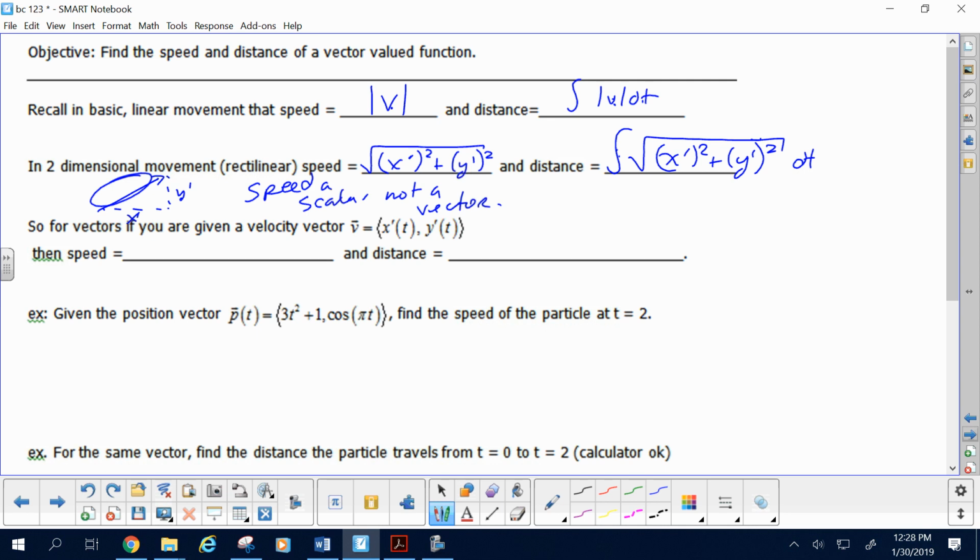All right? So, for vectors, if you're given a velocity vector, which is change in x and change in y respectively, then speed is, what was I getting at? Is this different? This is the same. Is there any difference here? There's not, so it's the same. Okay? It's just like parametric. Yeah, velocity versus speed.